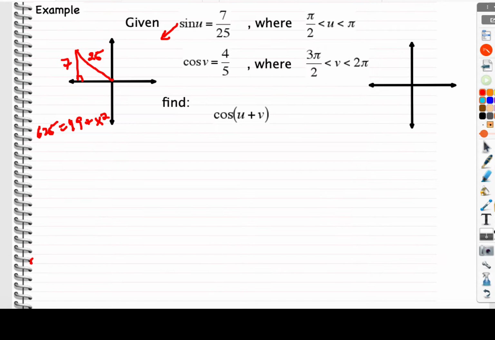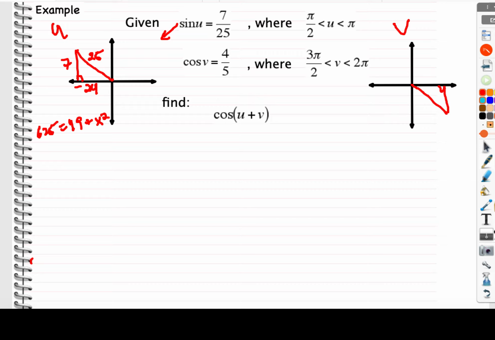So let's head back to our screen here. I know that this other side is 24, although we're definitely over in quadrant 2, so let's call it negative 24. Let's do the same thing for v. Again, this was angle u, and this is going to be angle v over here. v is between 3 pi over 2 and 2 pi, which means it's definitely down in quadrant 4. And what I want to do is just represent that triangle.